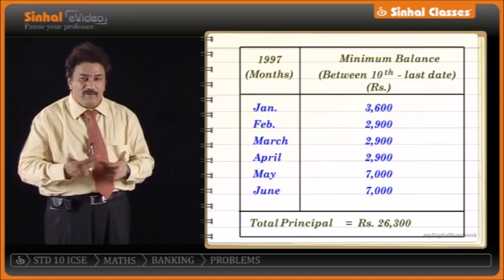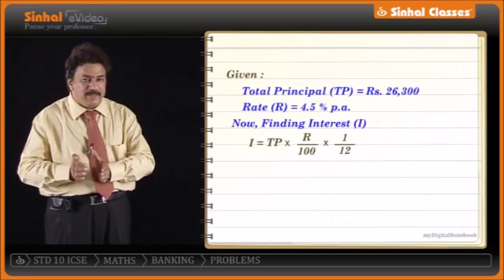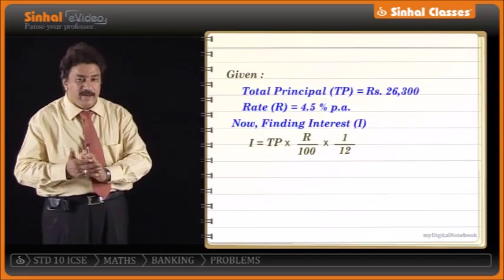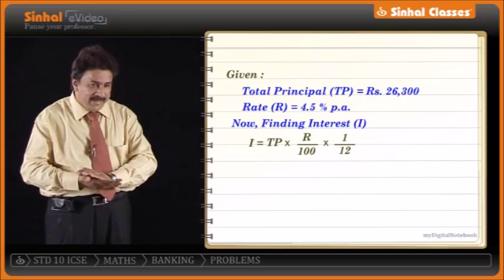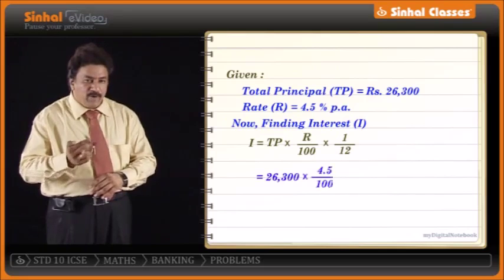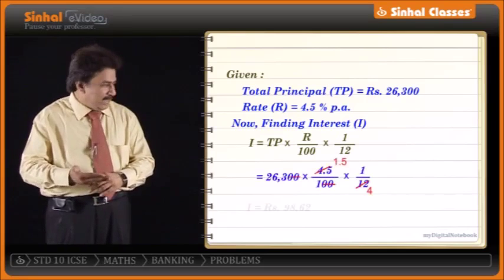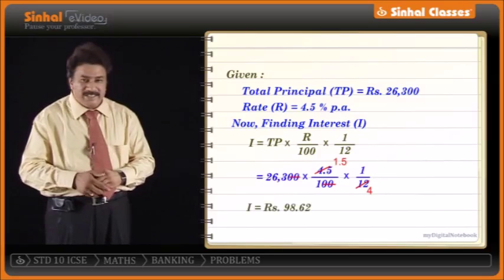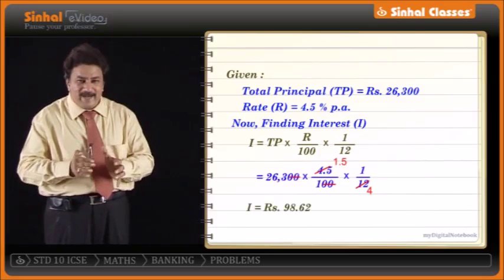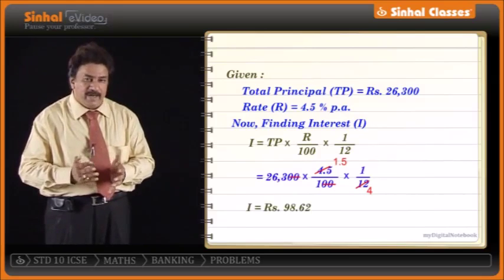Now this will be helpful to find the interest. Interest is equal to total principal into R upon 100 into 1 upon 12. That is 26,300 into 4.5 upon 100 into 1 upon 12. Further simplification gives me the answer 98.62. So rupees 98.62 is the interest which is given to Mr. Mohan at the end of June.